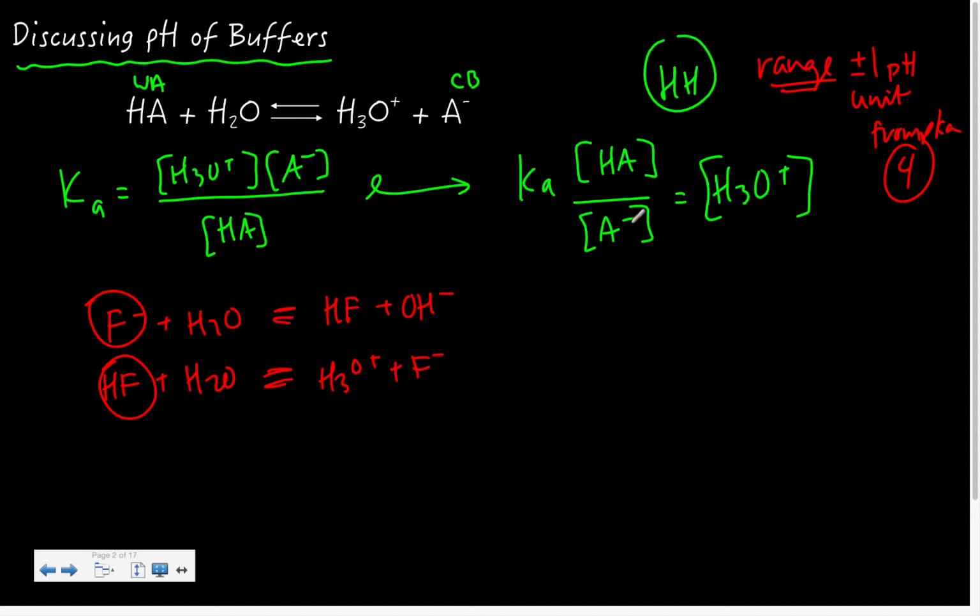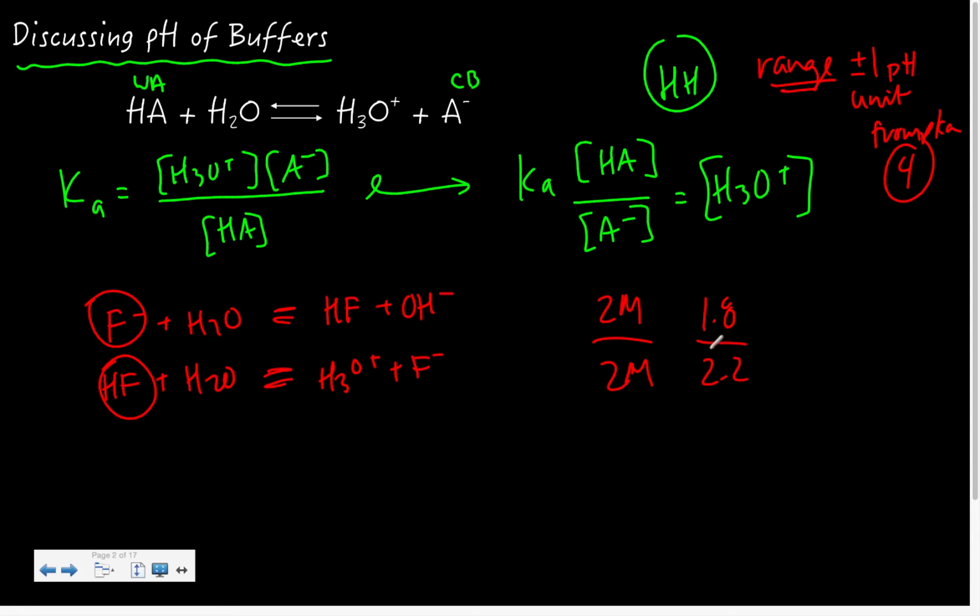Now, let's say that these are 2 molar each. 2 molar and 2 molar. That means this ratio changes very, very little if I add a tiny amount of acid or base. So for example, let's say it became 1.8 over 2.2. That ratio doesn't change significantly, and as long as this ratio doesn't change significantly, neither does my pH. Does that make sense?